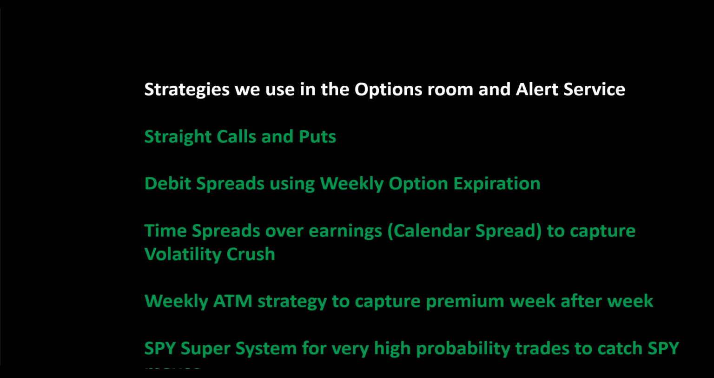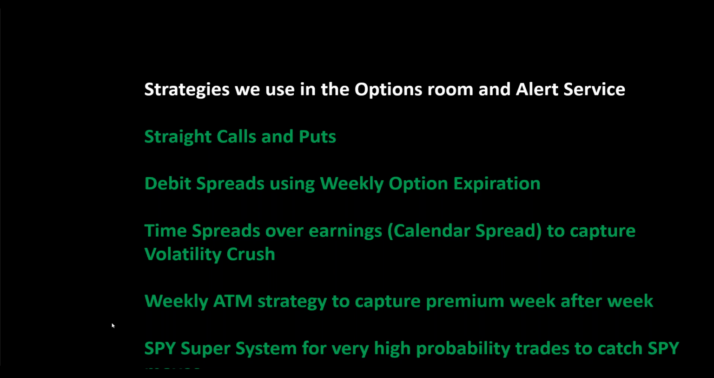And then within the room, we do what's called the SPY super system, and this is where we take trades on the SPY for the very highest probability trade setups. And for this, we use the Compass system and the Dominator system that I'll go into detail on.